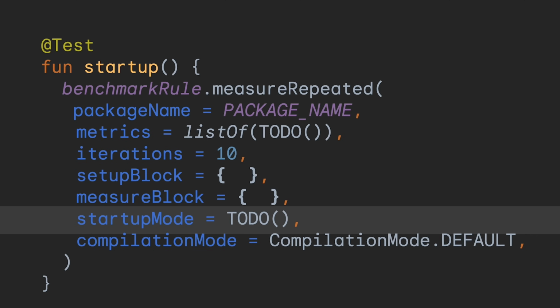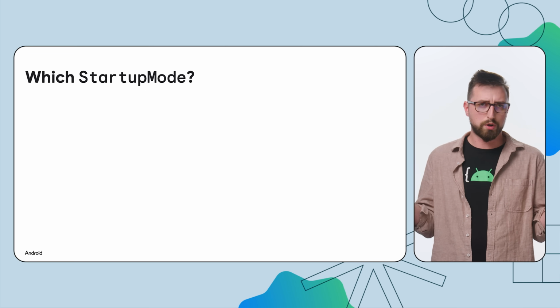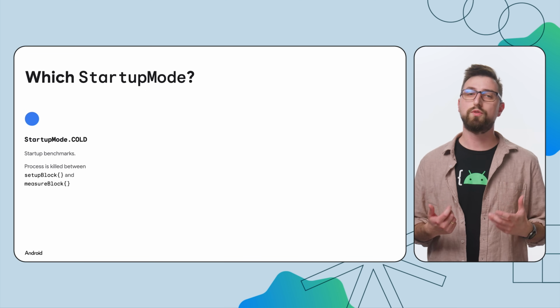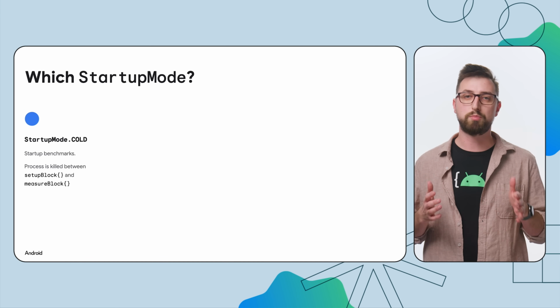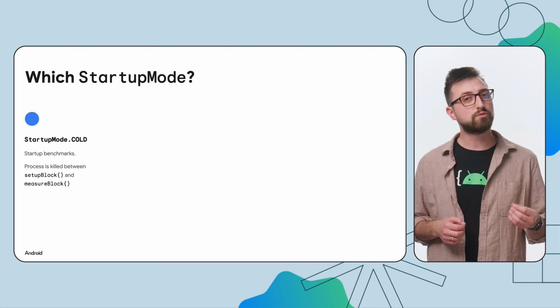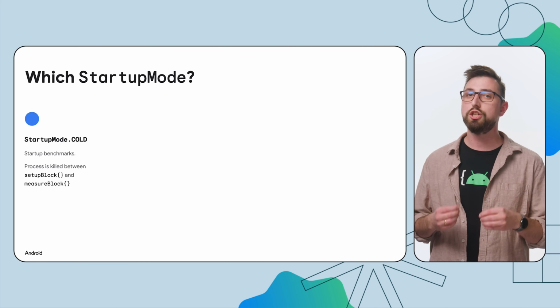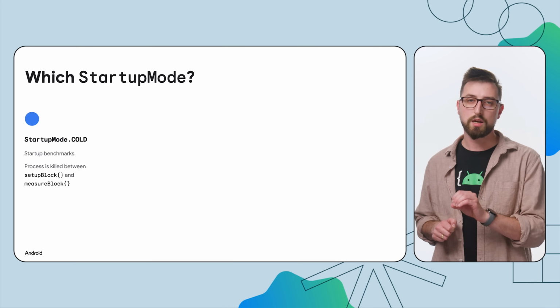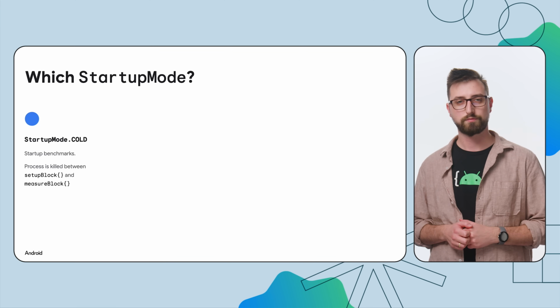Startup mode allows the app to start differently during benchmark. But which startup mode should you use? Startup mode cold is useful for startup benchmarks because it represents the most work your app needs to do. This mode always restarts the process of your app in each iteration. Be aware that the process is killed between setup block and measure block.